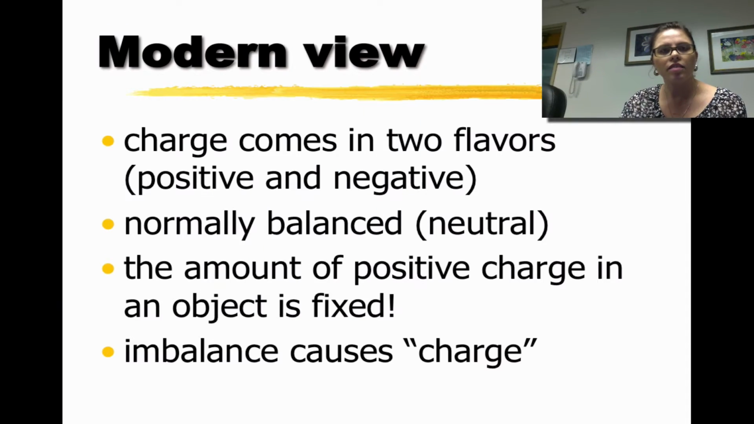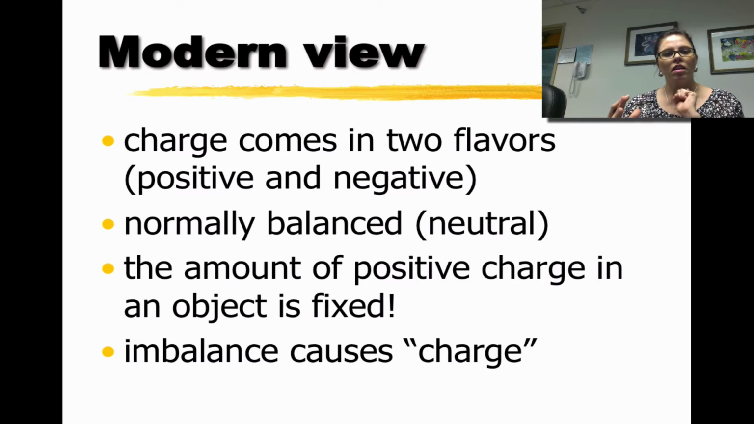Okay, so modern view of charge. It comes in two flavors, positive and negative. It's normally balanced, and the amount of positive charge on that object is fixed. It's very easy to pull an electron off the outside of an atom, but it's very, very difficult to pull a positive charge out from inside the nucleus. In fact, to do that, you would have to split the nucleus of the atom, creating two different elements.